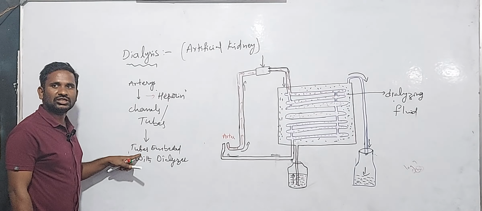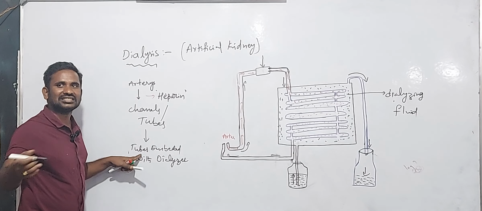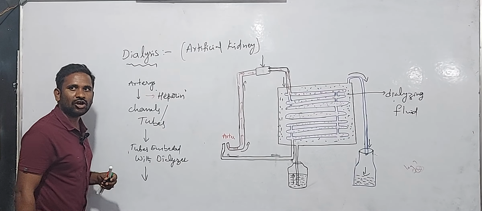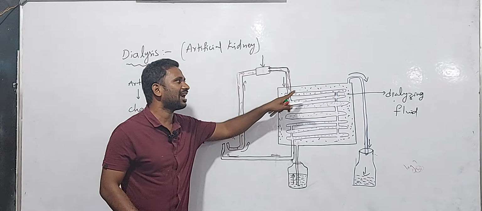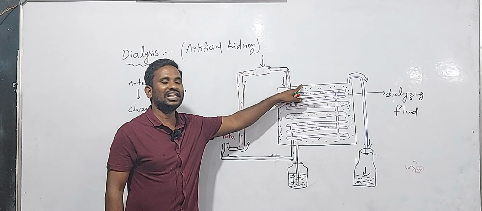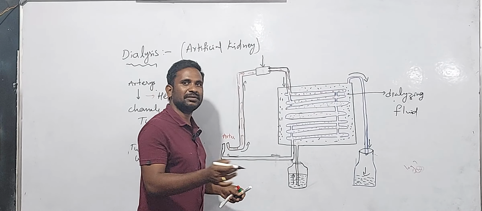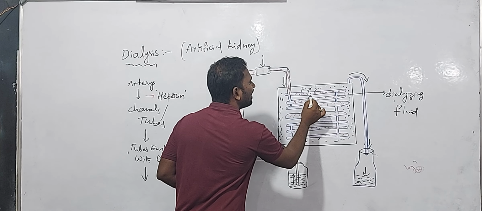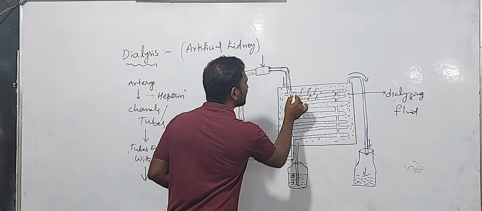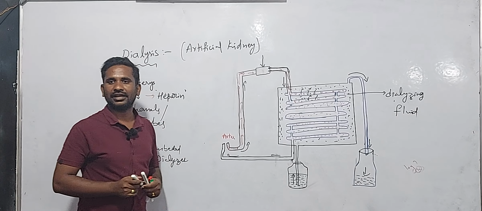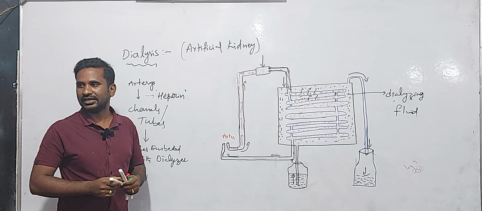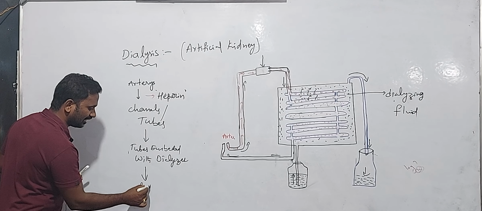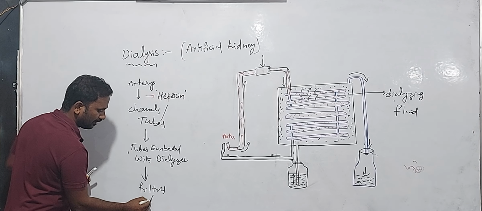So the test tubes or channels are embedded with dialyzing fluid. The nitrogenous waste materials are not in the dialyzing fluid, they are only present in the blood. So automatically they will be collected into the dialyzing fluid. Do you understand? So the tubes are embedded with dialyzing fluid and it filters the blood.